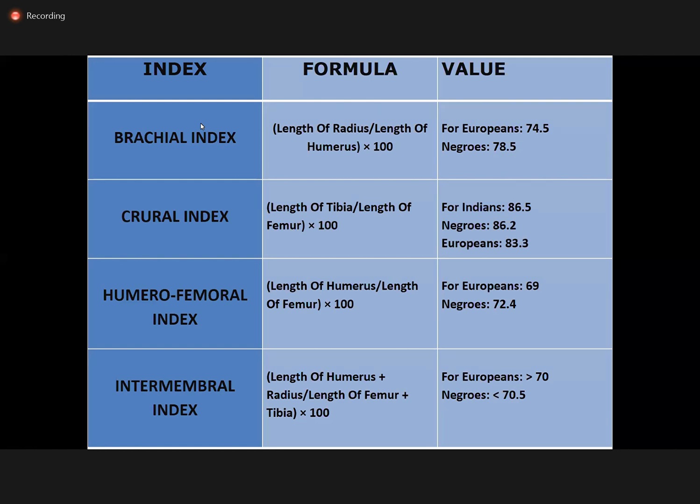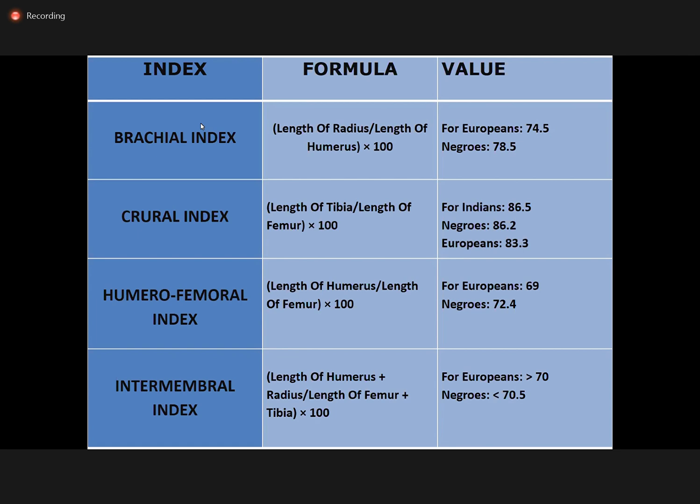The index is calculated by the length of the radius divided by the length of the humerus into 100. The crural index is taken by the length of the tibia divided by the length of the femur into 100. Indians 86.5, Negroes 6.0, Europeans 3.3. So you can see the differences in the indices we are dealing with.